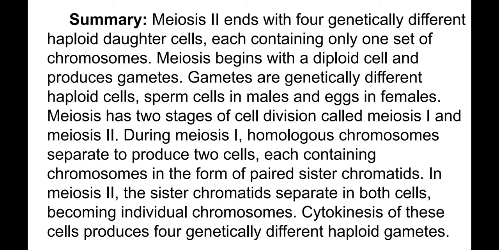During meiosis 1, homologous chromosomes separate to produce 2 cells, each containing chromosomes in the form of paired sister chromatids, or these X-shaped chromosomes. In meiosis 2, the sister chromatids separate in both cells and become individual chromosomes. So chromatids separate, and they look like these V-shaped chromatids. They separate and become chromosomes, or actually they get converted into chromatin fibers. Cytokinesis of these cells produces 4 genetically different haploid gametes.